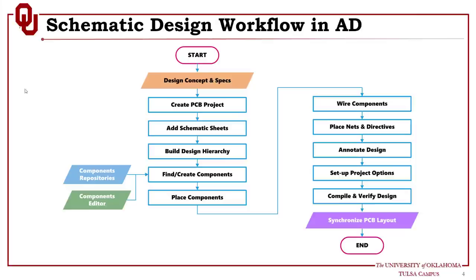The PCB project is like a container that includes all the different documents in Altium Designer. These documents we discussed in session 3. So we have the schematic document, the PCB document, etc. Now the first thing we need to add into Altium Designer is the schematic sheets. We may need only one schematic sheet, or we may need several schematic sheets, depending on how big the project is.